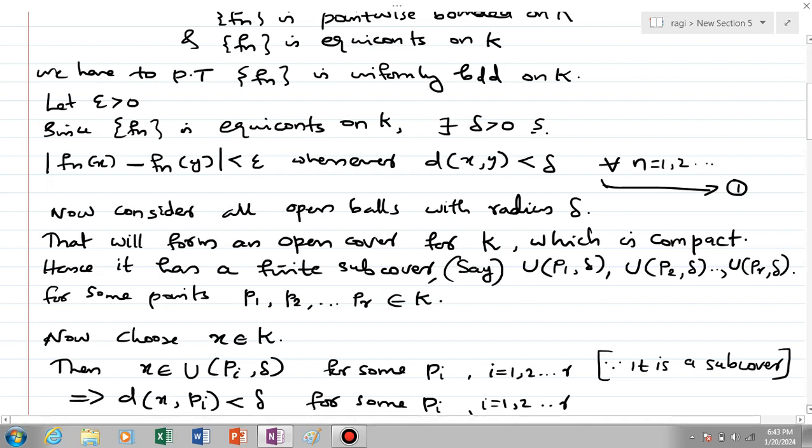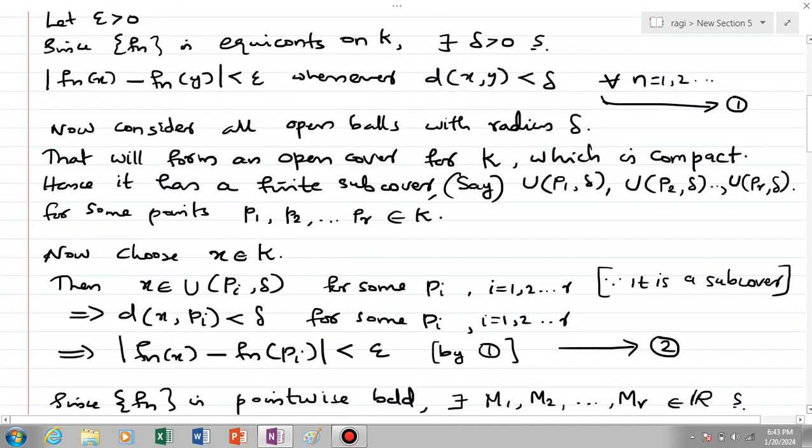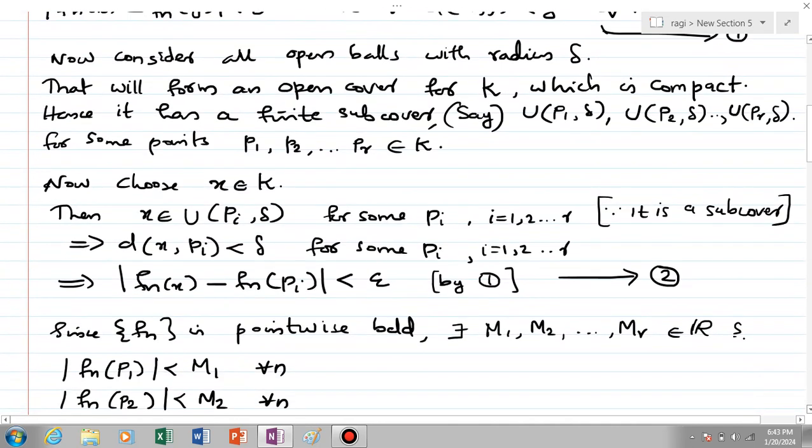Okay, let us choose x an element of K. Then x is an element of one of the balls mentioned above, that is, x is an element of U(pi, delta) for some i equal to 1 to r. That is, x will be in the first ball or the second ball or in the rth ball, wherever it is. This means that the distance d(x, pi) is less than delta for some pi, and so by equation 1 we can write that modulus of f_n(x) minus f_n(pi) is less than epsilon. Let it be equation number 2.